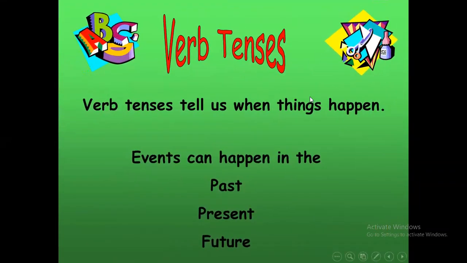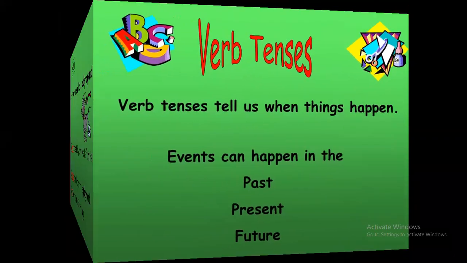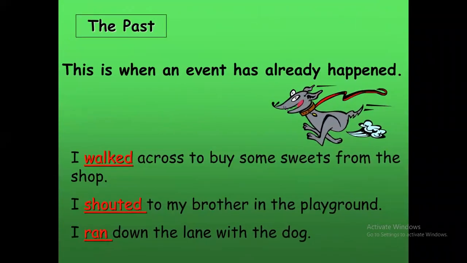Now, what are verb tenses? The verb tenses tell us when things happen. The events can happen in the past, present, or future. Let's talk about the past. The past is when the event has already happened. I walked across to buy some sweets from the shop. I shouted to my brother in my playground. I ran down the lane with the dog.